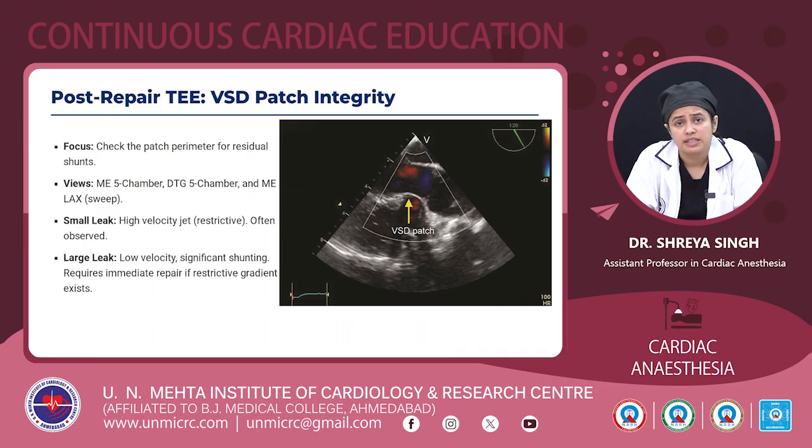To look for the VSD patch integrity on TEE, we check the patch perimeter for residual shunts, usually in the mid-esophageal 5-chamber or a deep transgastric 5-chamber or a mid-esophageal long axis view. And if there's a small leak, a high velocity jet could be observed. In case it is a low velocity jet, then we should realize there's significant shunting going on and it requires immediate repair if a restrictive gradient exists.